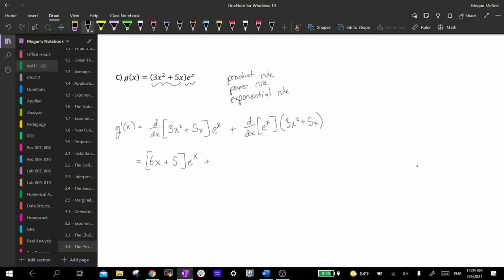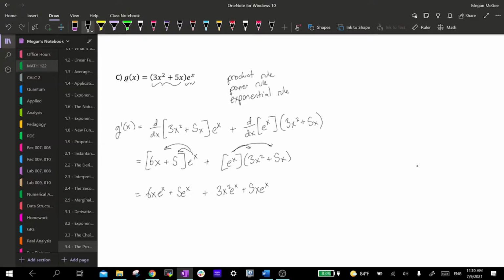Alright, we have the derivative of e to the x, which is itself, right, just e to the x, times our 3x squared plus 5x. And then we're going to go ahead and clean this up a little bit. So distribute this e to the x over here. So we have 6x e to the x plus 5 e to the x, plus distribute this e to the x over here. We have 3x squared e to the x plus 5x e to the x.